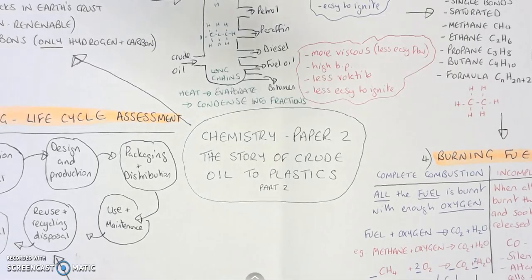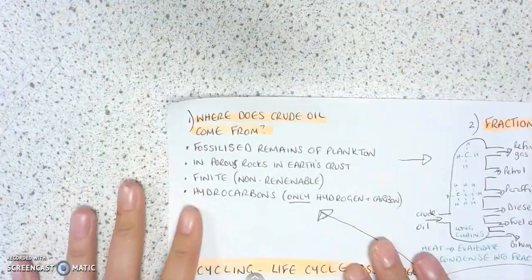Right, hello, this is part 2 of the chemistry for paper 2. First part was looking at rates of reaction. This time we're going to look at the story of crude oil and how crude oil goes all the way from actually being made, dug up, separated and then actually used eventually to make plastics. So we're going to start off by looking at where crude oil comes from.